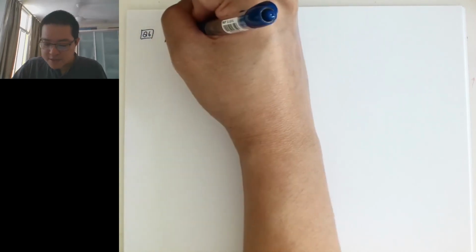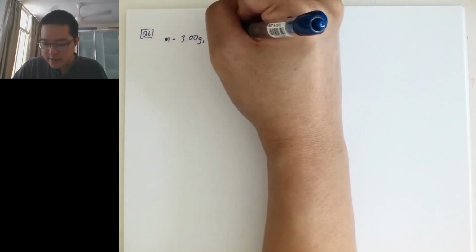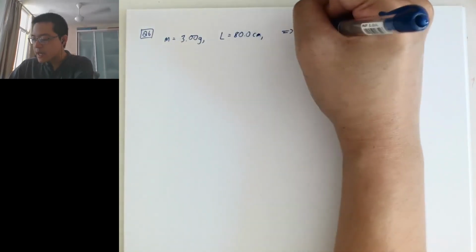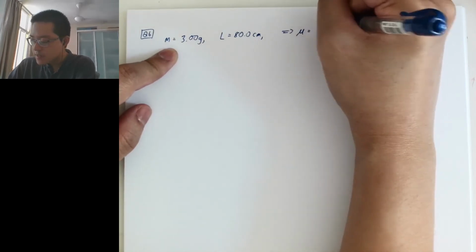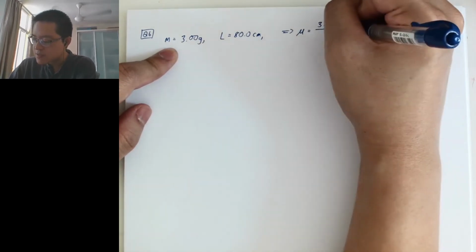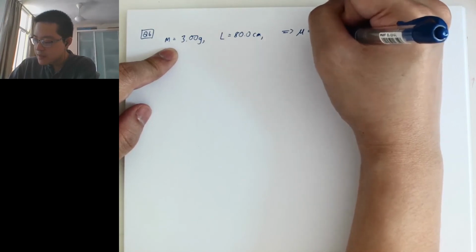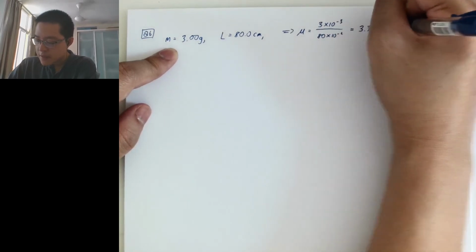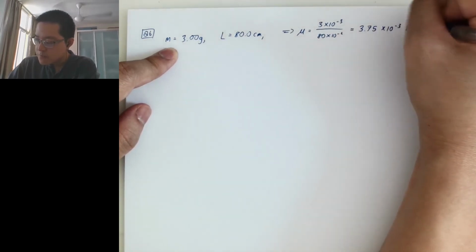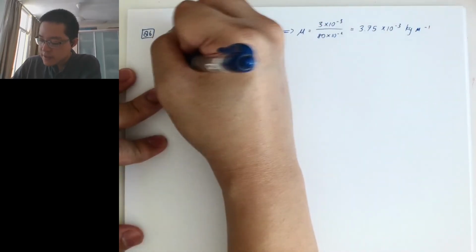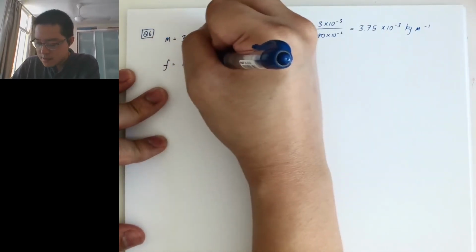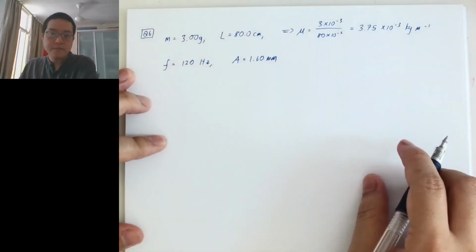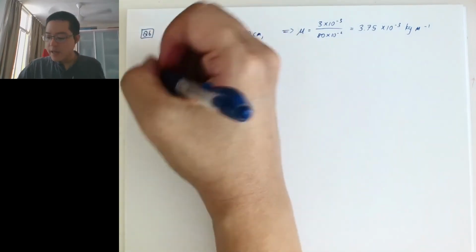So the mass of the thing is 3 grams, right? The length is 80 cm. So from here I can already calculate the mass per length. I prefer to convert to kg. So this is this kg and this many meters. So this is 3.75 times 10 to the minus 3 kg per meter. And you're also given that the frequency is 120 hertz and the amplitude is 1.60 millimeter. So millimeter is 10 to the minus 3, right? And calculate the average power.